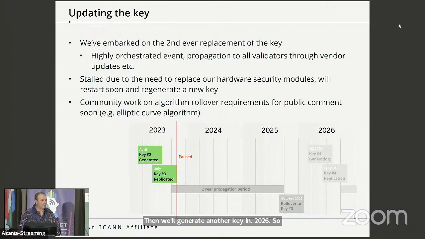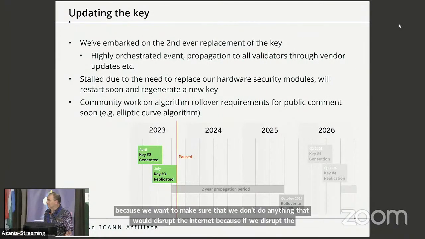It doesn't happen overnight. It actually takes us years to generate and roll a key in a safe way, because we want to make sure that we don't do anything that would disrupt the internet, because if we disrupt the internet, people are going to get upset.